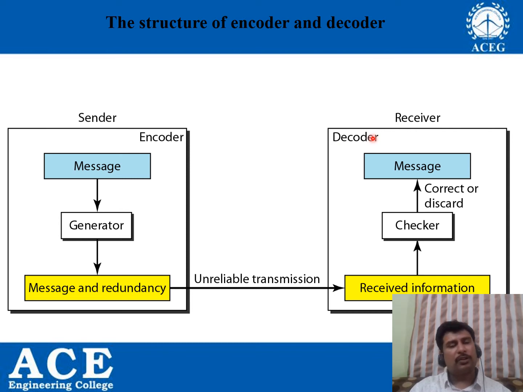And here we are not talking about any correction, just a simple process of error detection, whether the data is correct or not. If it is correct, forward it to the next higher layers and read the message. If an error is detected, then discard the message. This is a simple diagram of an error detection circuit.